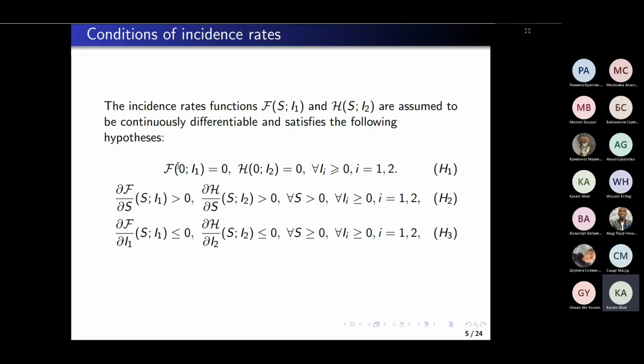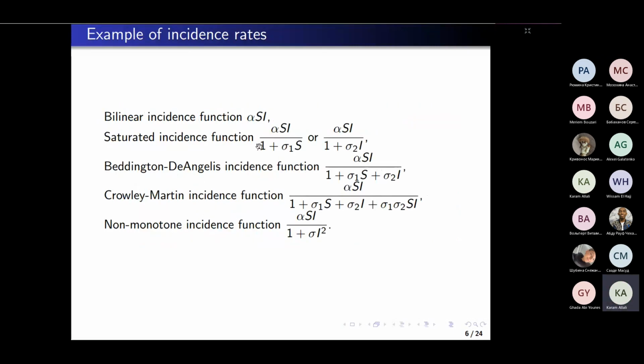If the susceptible is 0, then F and H are equal to 0. F is slightly increasing with respect to the first variable S, and it is decreasing with respect to the second variables I1 and I2. Of course, we need to give some examples of these incidence rates.